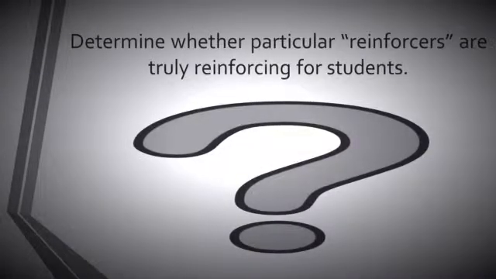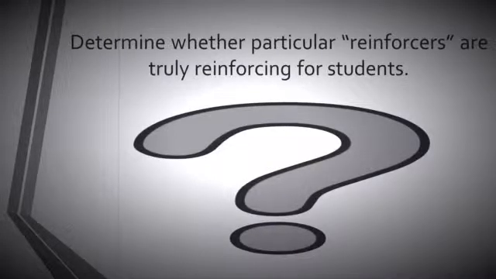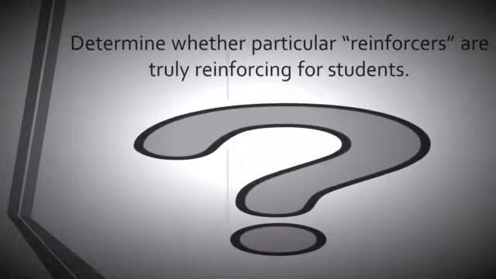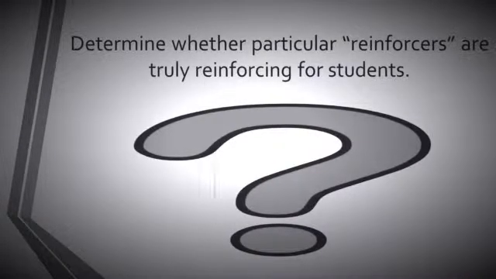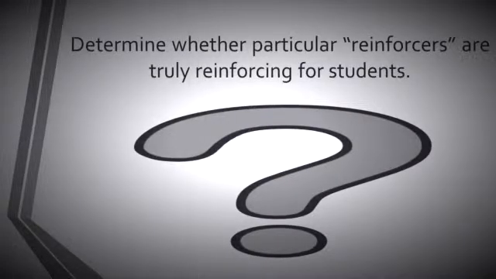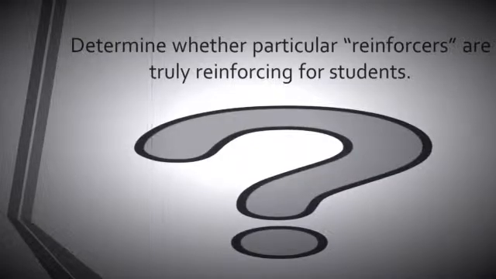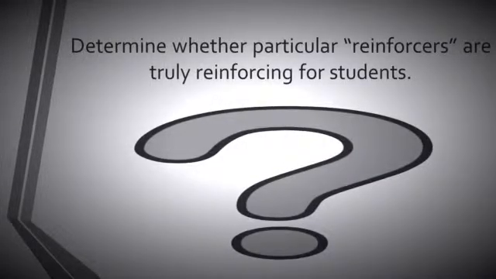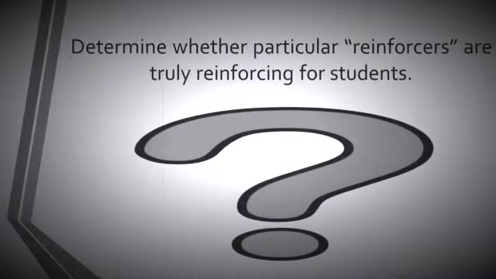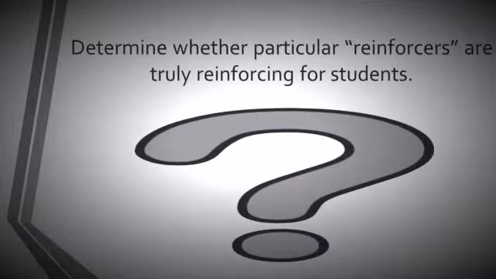The fourth step in using reinforcement effectively is determining whether particular reinforcers are actually reinforcing for students. Every student is motivated differently, and every student has different desires and needs, and that is what actually influences the effectiveness of the reinforcers you are using in class. The only way you know if something is a reinforcer is when it results in a change in behavior. So it has to have an effect on your behavior.